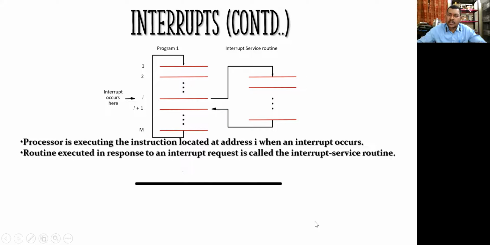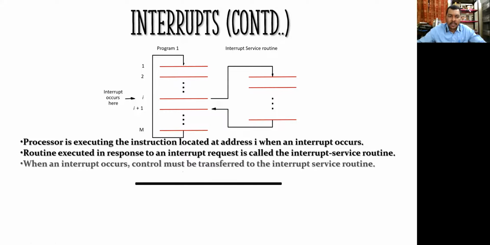That is as good as some other program which is written outside the main program. So when an interrupt occurs, control must be transferred to the interrupt service routine, right? So the control signals of the data bus and address lines are to be handed over to this interrupt service subroutine, and they will take care of it.